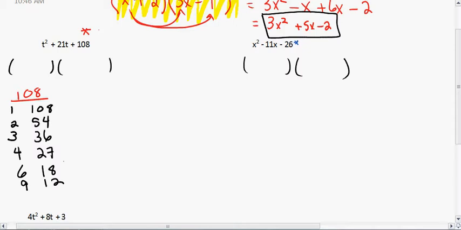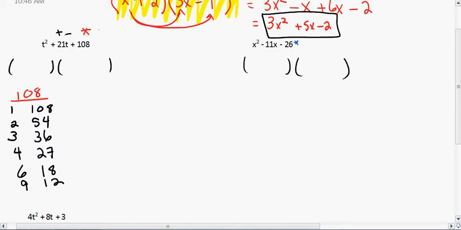But in this case, I've got, let's see, 1, 2, 3, 4, 5, 6, 7 pairs of numbers that will multiply to give us 108. I'm hoping that one of those pairs, if I add or subtract, this is the sum part, are going to give me 21. So let's look at that list.